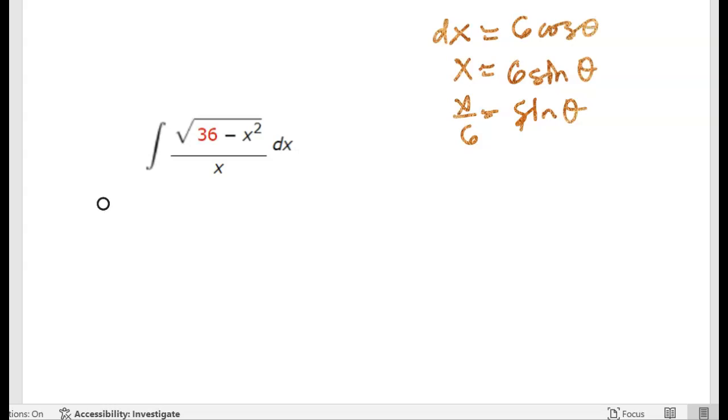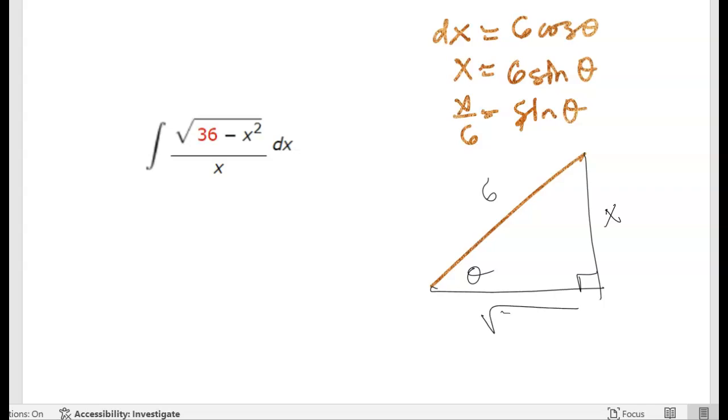And then we can draw our triangle. So this is theta, right? Then opposite over hypotenuse is going to be x over 6. And of course, if we solve for this side, we get, and this is why this works, we get 36 minus x squared.